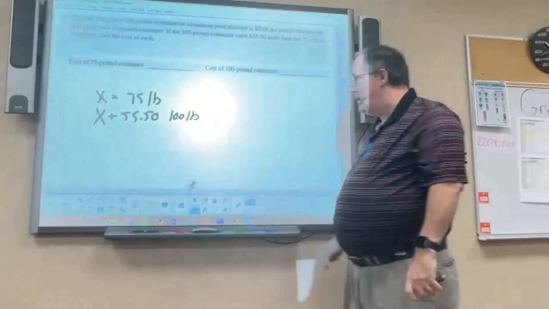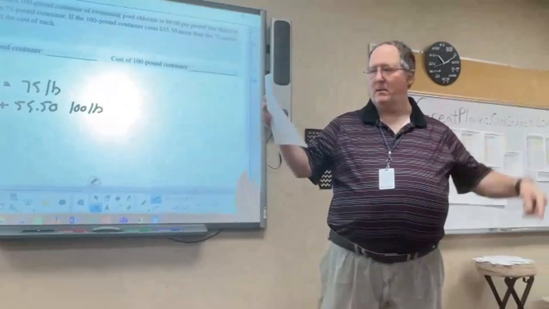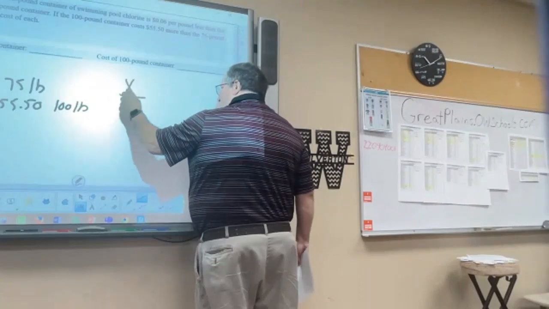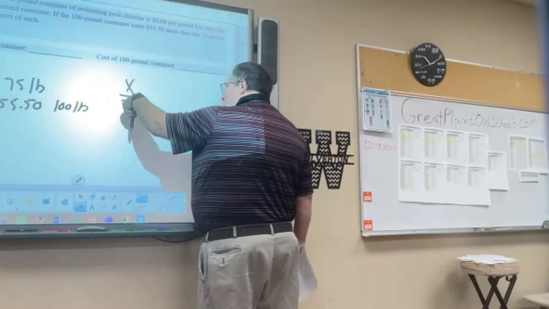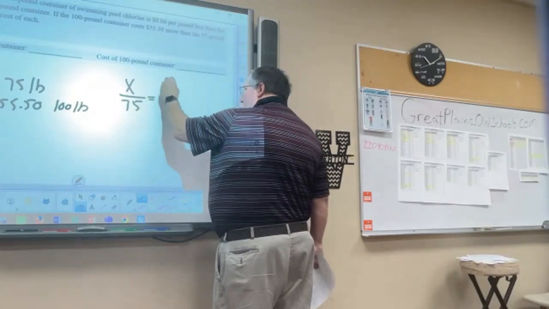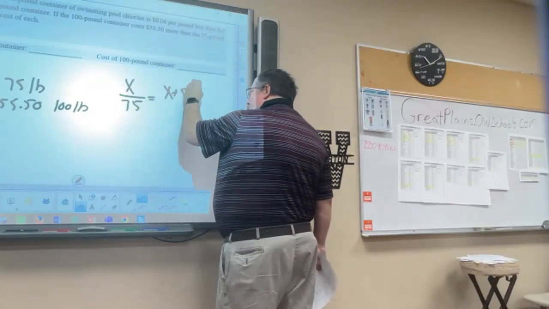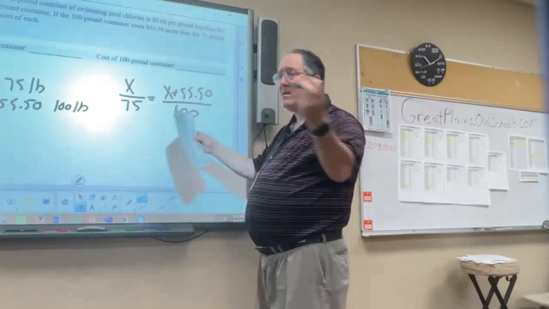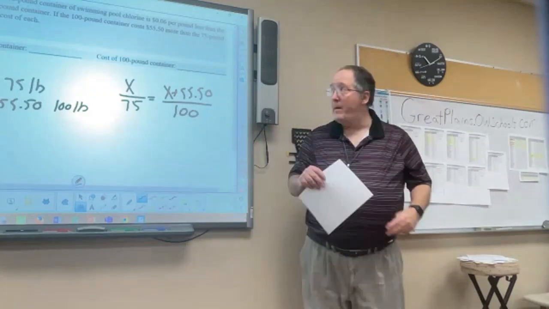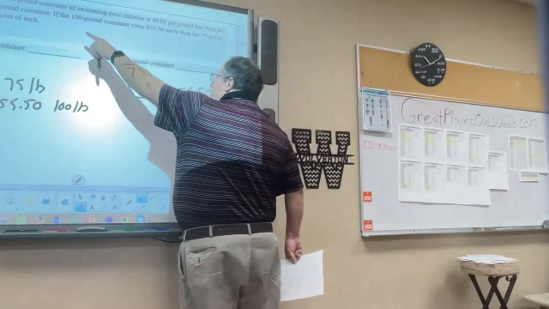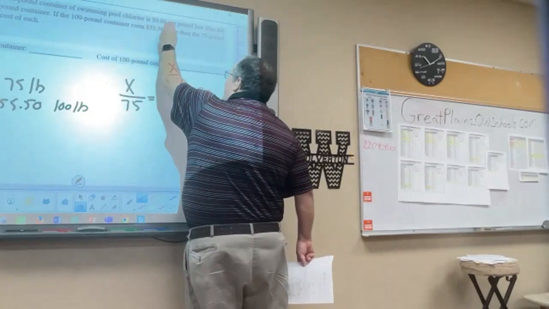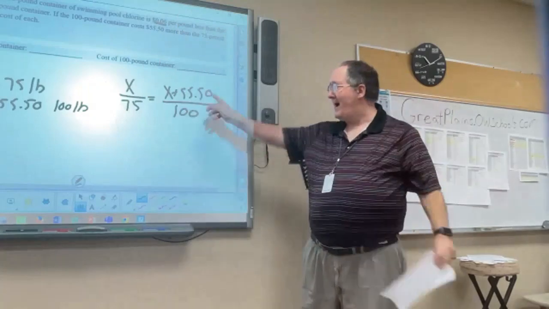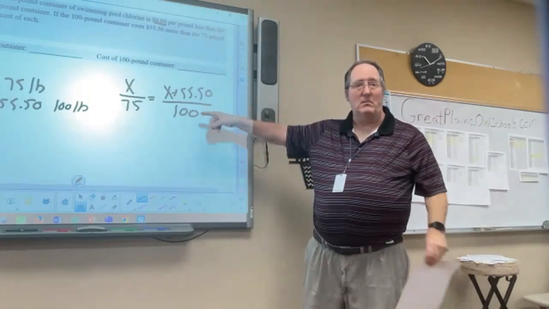We're going to set up a comparison. We don't know what the cost is, but X divided by the 75, so this will be the cost divided by the count, is equal to X plus 55.50 over 100. Right there, it's not too bad. But remember, it says the 100-pound container is 6 cents per pound less. So to make them equal, I've got to add 6 cents on this side.